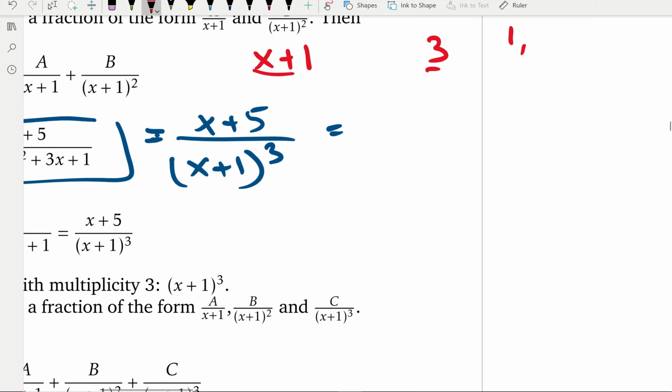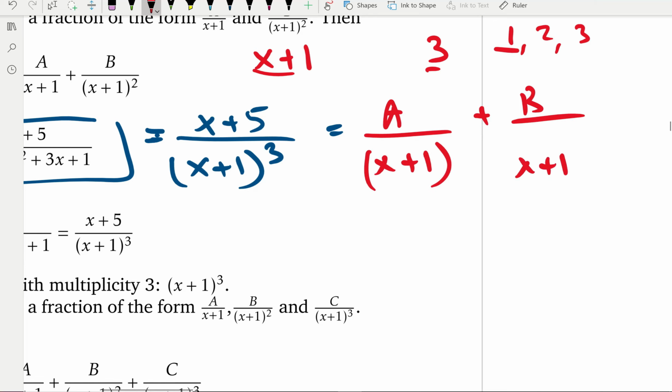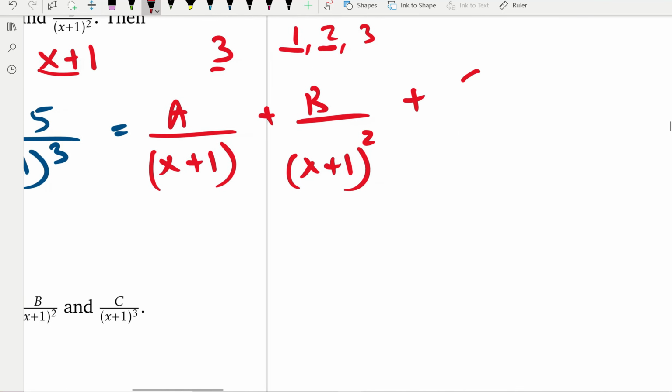So 1, 2, 3. The decomposition is A over x plus 1 to the power 1, plus B over x plus 1 to the power 2. And guess what the third one is? C over x plus 1 to the power 3.